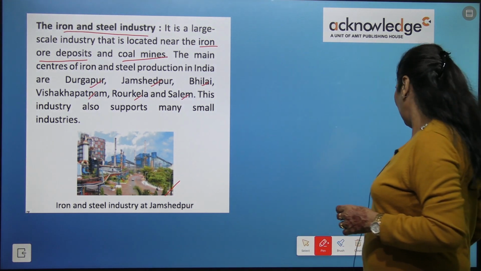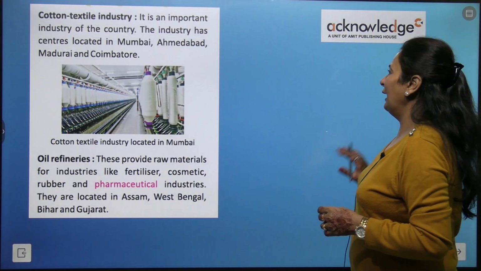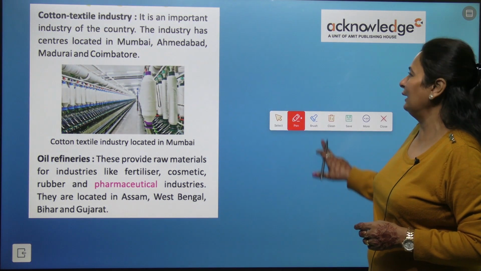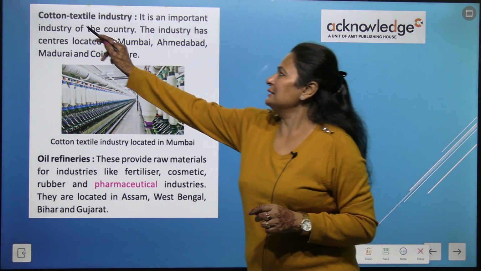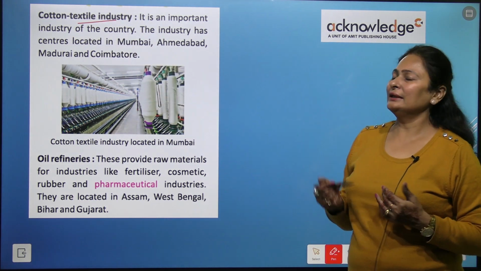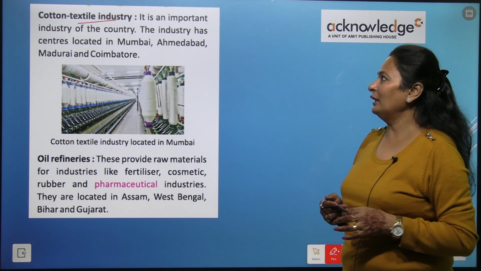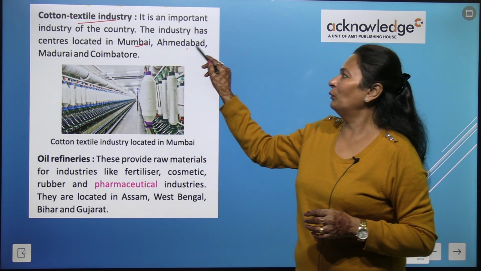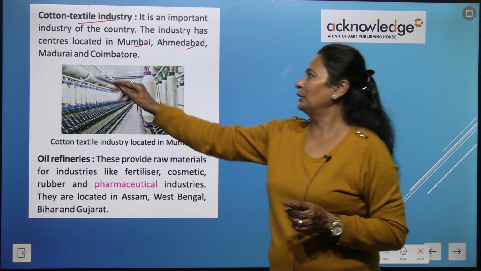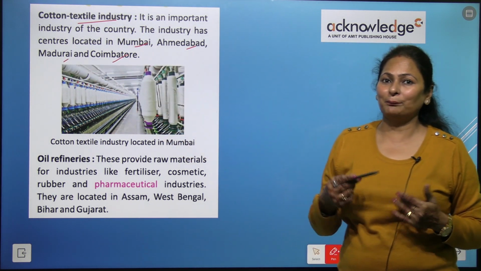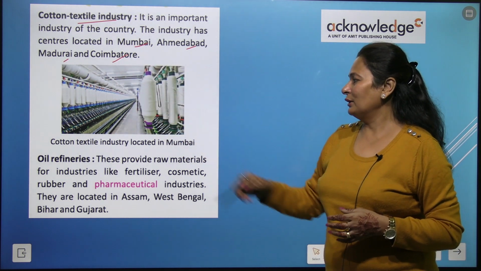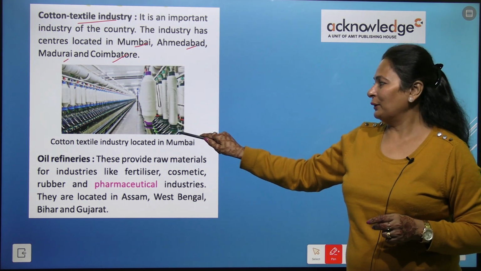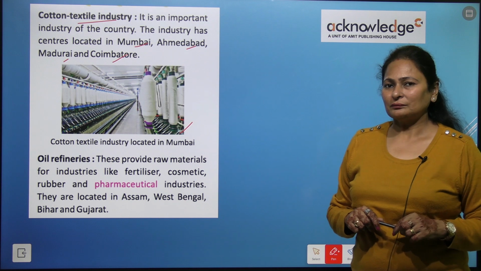Right, kids? Now the next type of large scale industry is the cotton textile industry. It is an important industry of a country. The industry has centers located in Mumbai, Ahmedabad, Madurai and Coimbatore. Right, the cotton textile industry located in Mumbai. You can see in this picture.